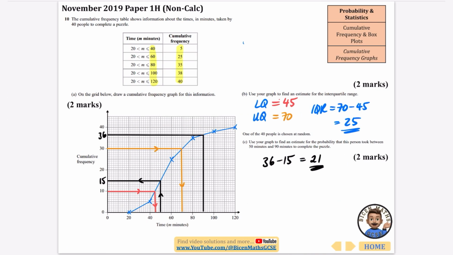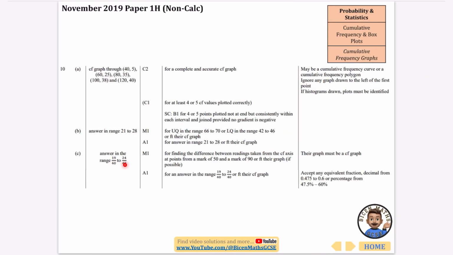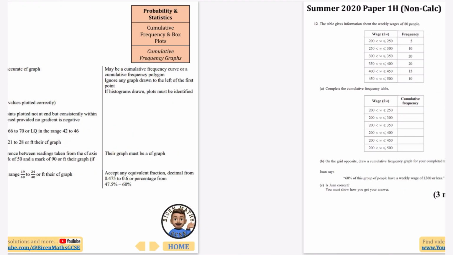I didn't answer the question properly because it wanted it as a probability. So it's going to be 21 out of 40. So I would have dropped a mark there because I didn't write it as a probability. So they've said anything between 19 out of 40 and 24. So we got 21, which is bang in the middle, so that's fine. And again, the cumulative frequency curve can be done with straight lines in between.